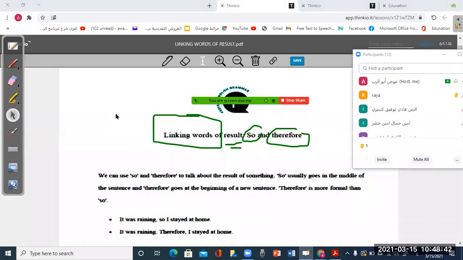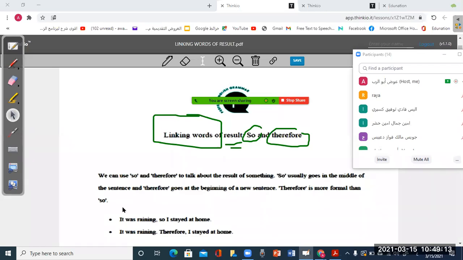Last time, what were the linking words we had about? Because of, as a result of, on account of. And the day before, we talked about because, since, and as. The others were linking words of reason. Now, today, it's the linking words of result. We can use so and therefore to talk about the result of something. So usually goes in the middle of the sentence and therefore goes at the beginning of a new sentence.